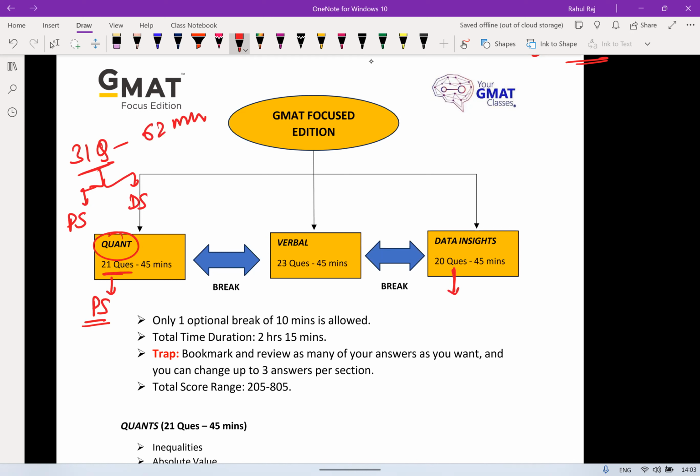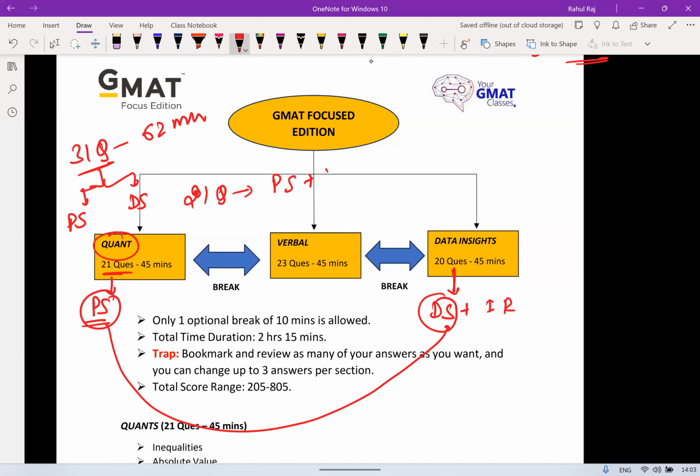And they have put data insights. There are 2 types of questions asked, guys: data sufficiency plus integrated reasoning. Now they have moved the DS from quant to the data insights section. So please understand, there would be 21 questions in quant, all problem solving, and you can expect that there will be 10 questions of data sufficiency for sure in the data insights section. So technically, there has been not even 0.1% change in the content of the exam. The structure of the exam has changed a bit for sure.